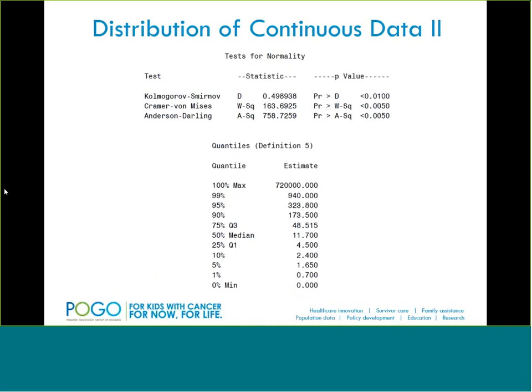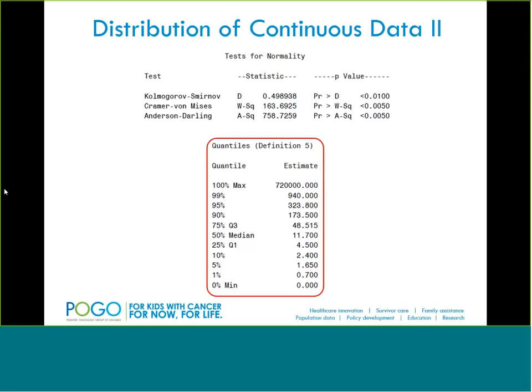So in the next part of the PROC UNIVARIATE output, it tests for normality because I told SAS I want you to test for normality. Tests for normality in SAS are done under the assumption that the null hypothesis is that the data are normally distributed and the alternative hypothesis is that they're not. So we can see here that our p-values for normality are quite significant. So we can reject the null hypothesis and conclude that our data are not normally distributed. And then we take a look at our quantiles, sorry.